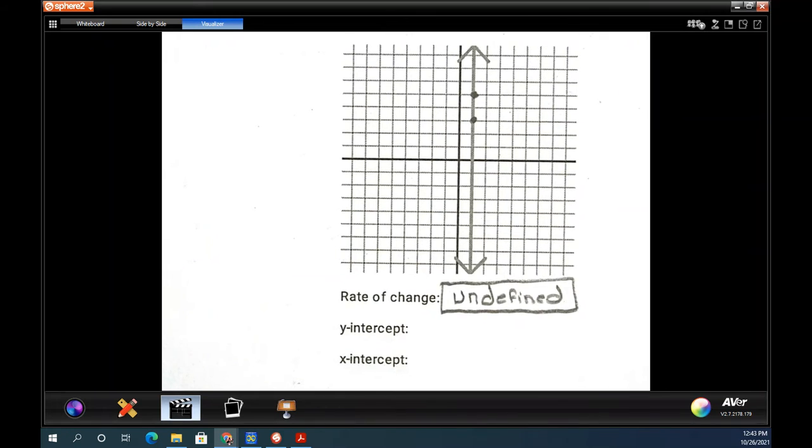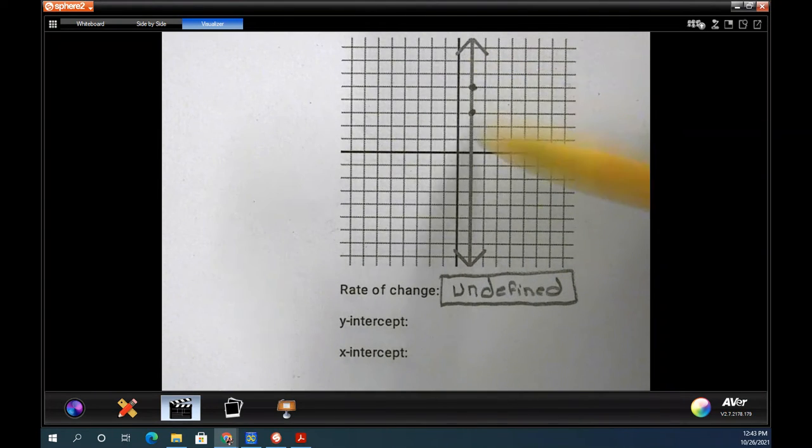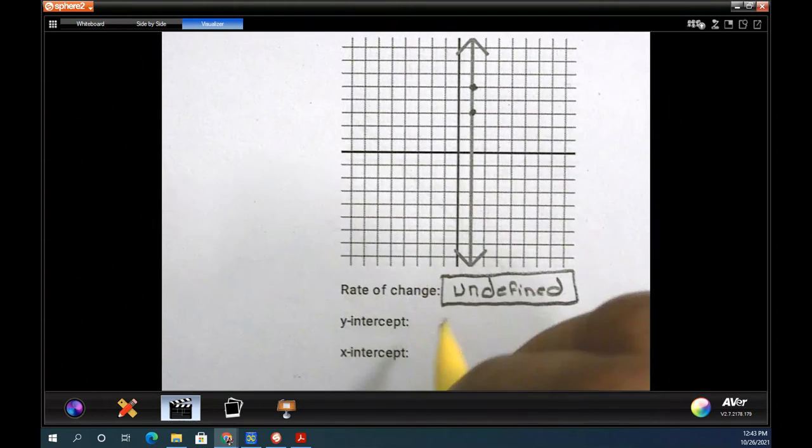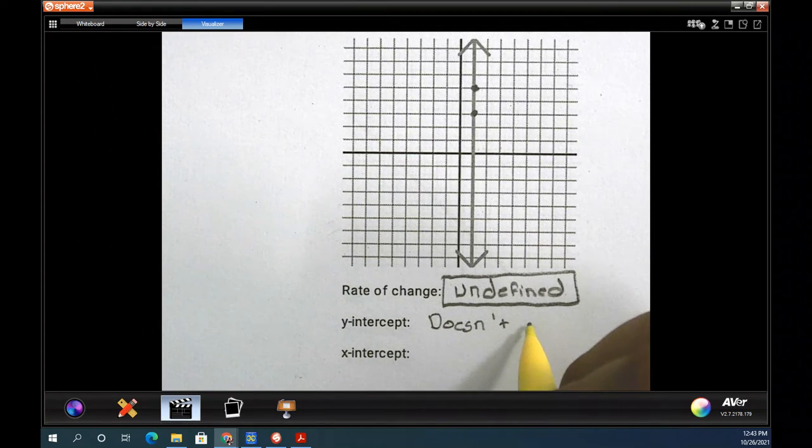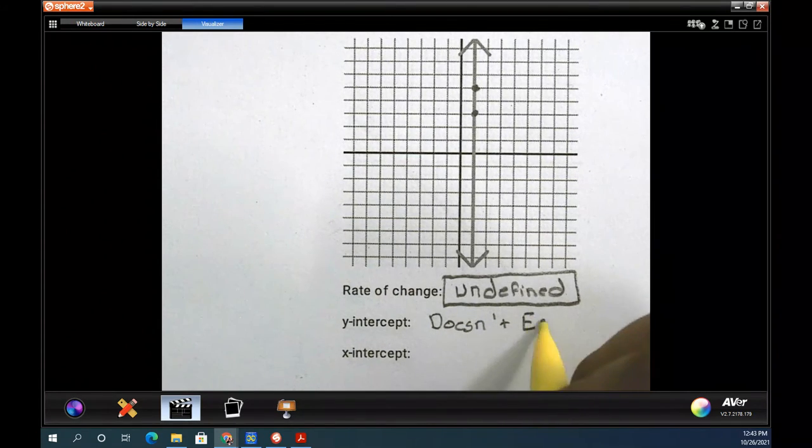Now, the y-intercept. Does this line cross the y-axis? No, so that it doesn't exist. Which is also a button. Doesn't exist.